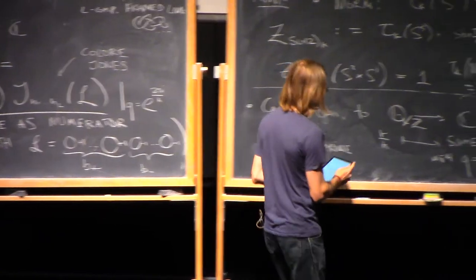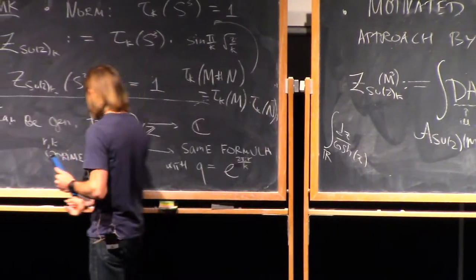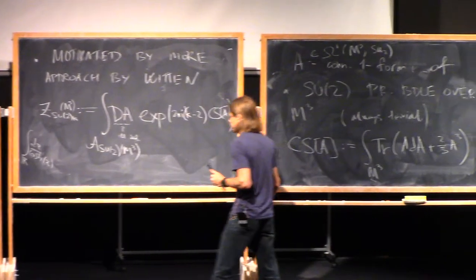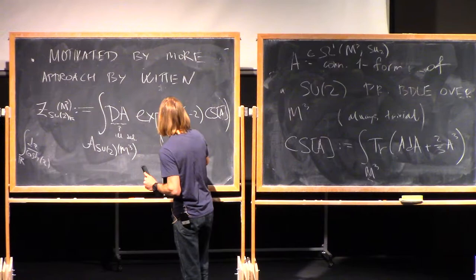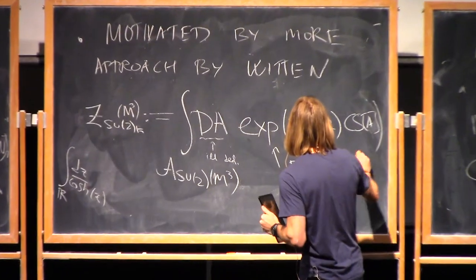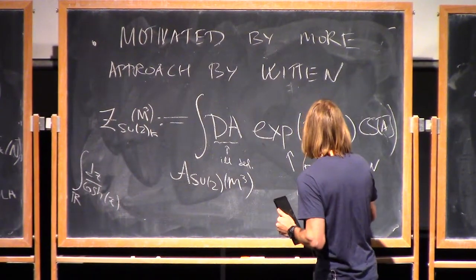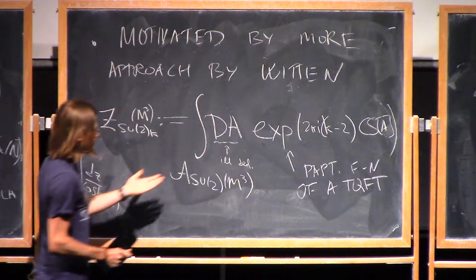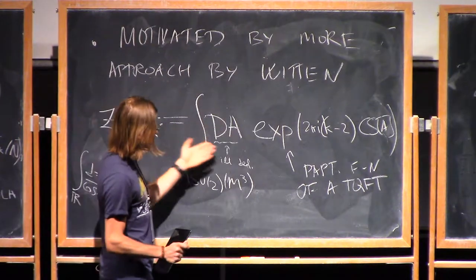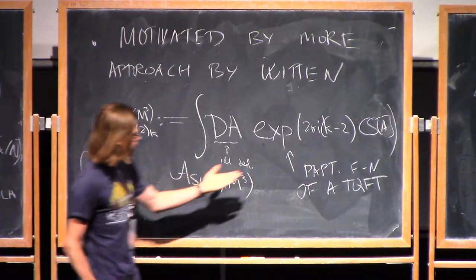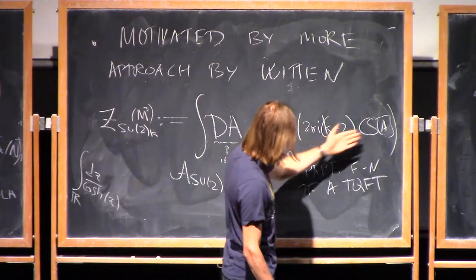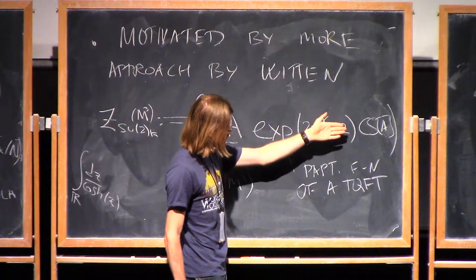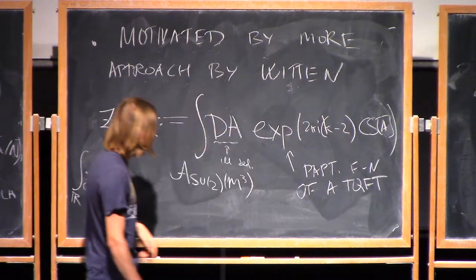Good. The point of this motivation is that it is what is called the partition function of a TQFT. This is how you usually write a partition function of a quantum field theory. You calculate a path integral over fields, and the fact that the action, which is a function of the field, doesn't depend on the metric means that the theory is topological.